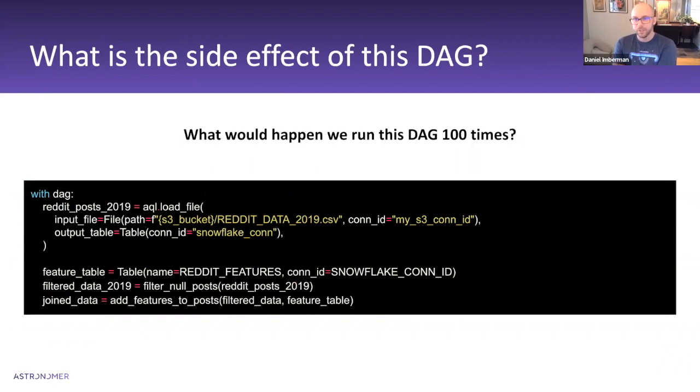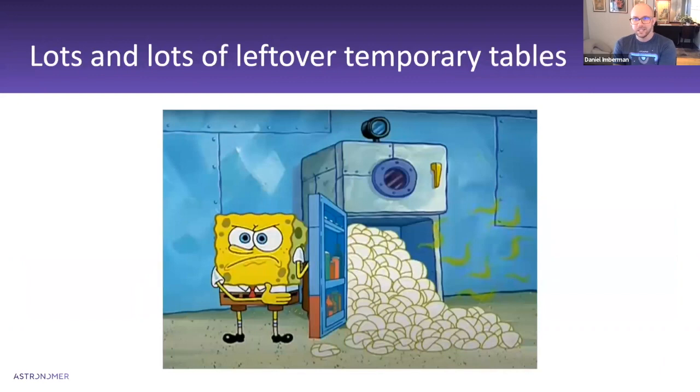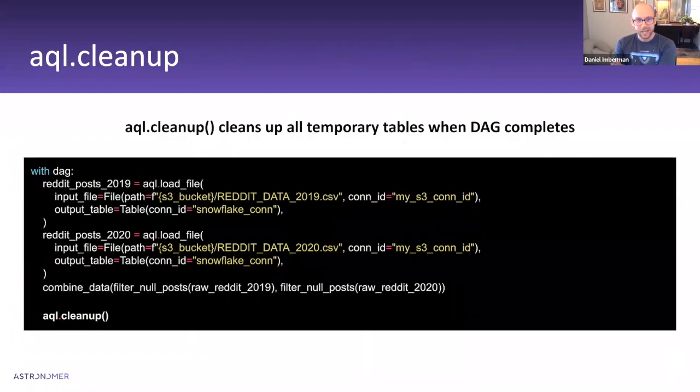So we talked about being able to load these files, and we've talked about being able to run these transformations. But one interesting question is, what is the side effect of this DAG? Every step along this way is creating a temporary table. What's the side effect if you run this DAG 100 times? And the answer is lots and lots of garbage, which is not ideal. So we want to make sure that you can use the Astro SDK and not have your DBA send you very angry messages at 10 p.m. on a Saturday. And that's where the AQL.cleanup function comes into play.